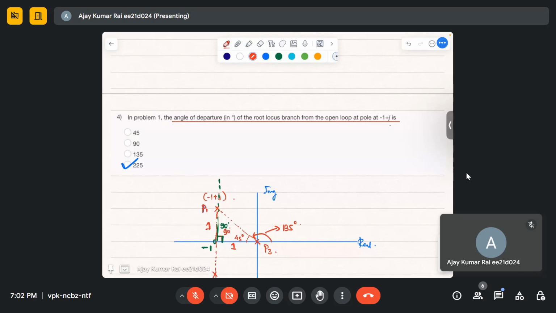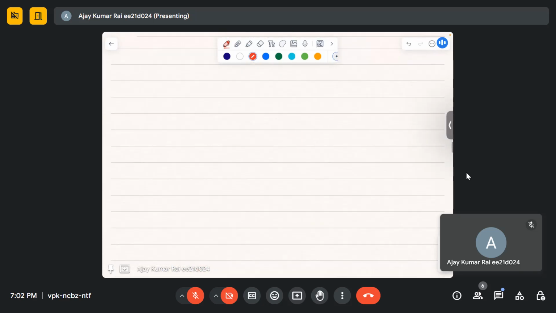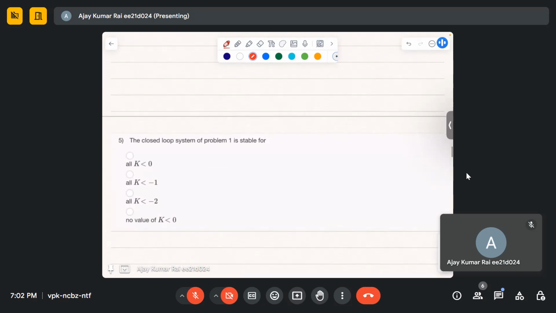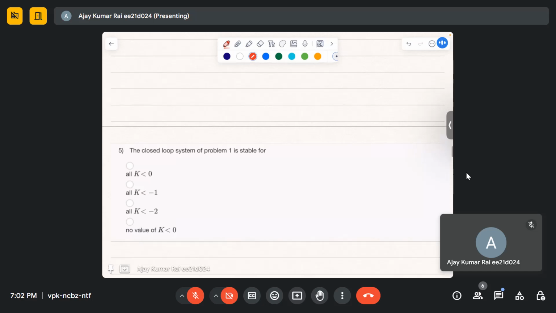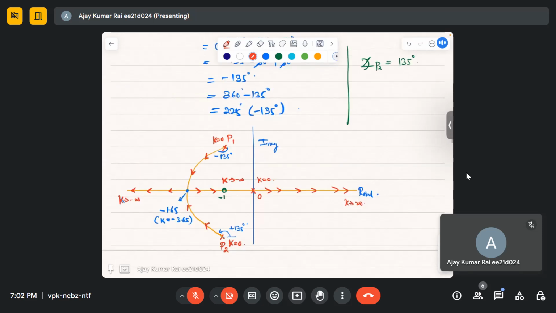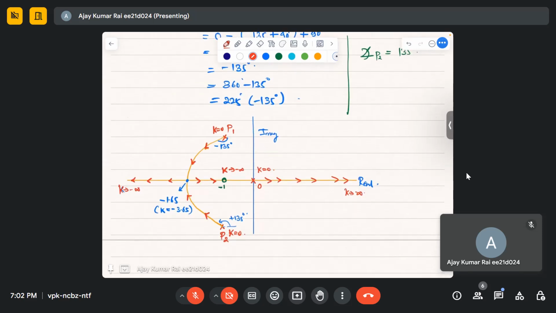Okay, so the next question is simple. You can see the closed loop system of problem 1 is stable for... Okay, so just see the root locus and what can you comment on the closed loop system. Let's suppose the root locus is like this, and you have to comment on the stability of the closed loop system. So what can you say?